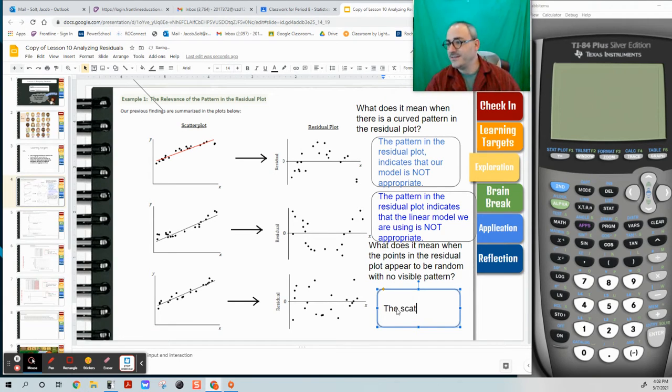The scattered residual plot indicates that the model is appropriate.